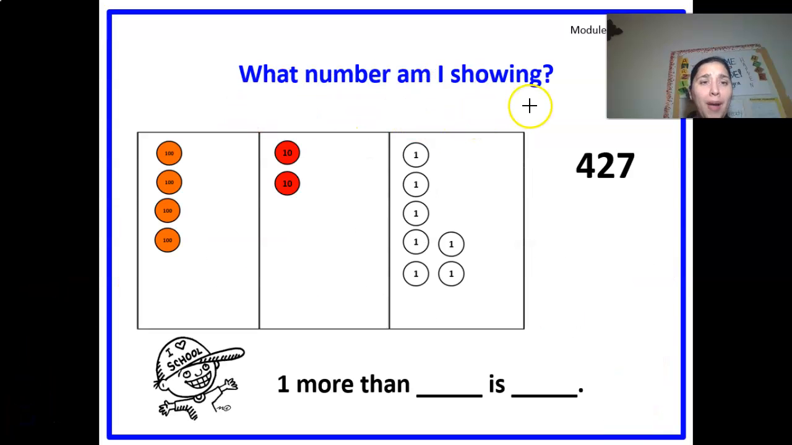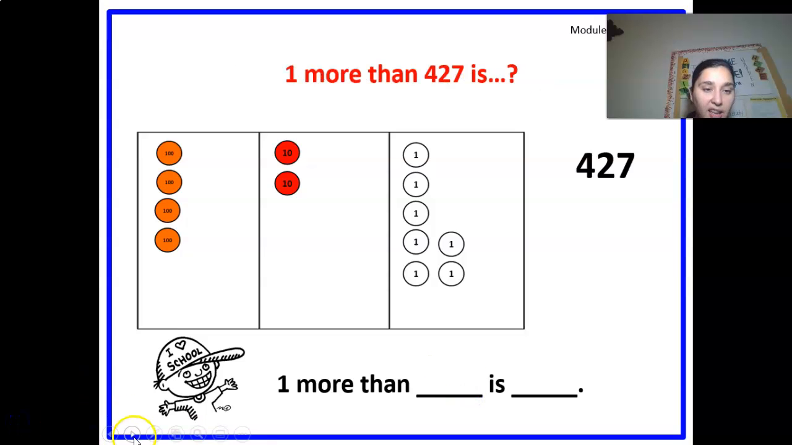What number am I showing, boys and girls? 1, 2, 3, 4. 400, 410, 420, 421, 422, 423, 424, 425, 426, 427. So one more than 427 is, yes, 428. Let me write it.